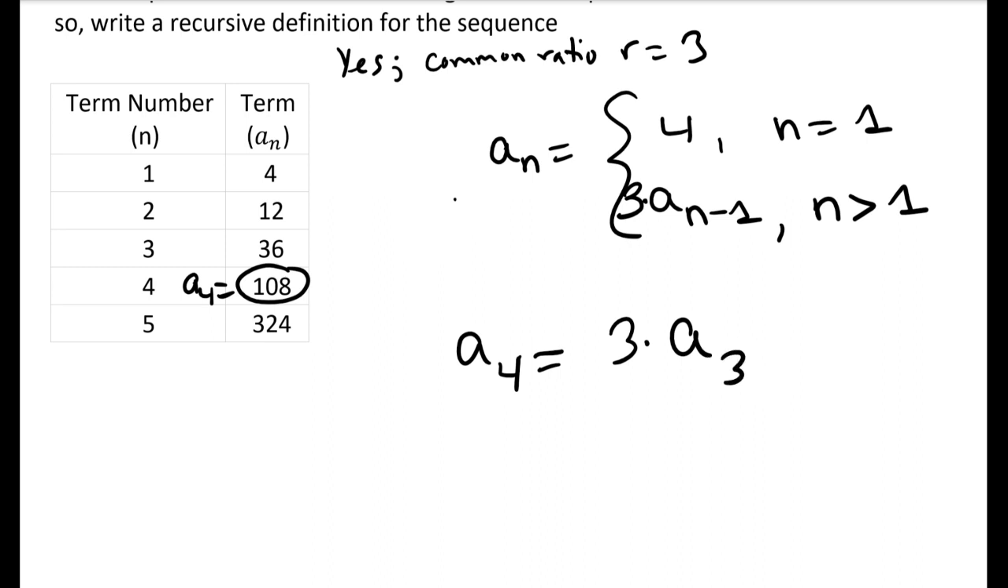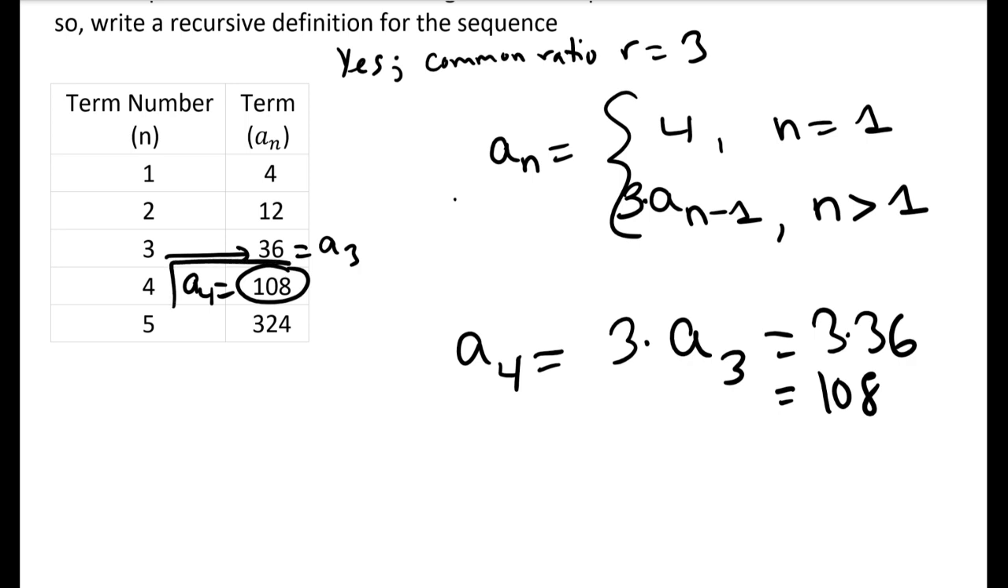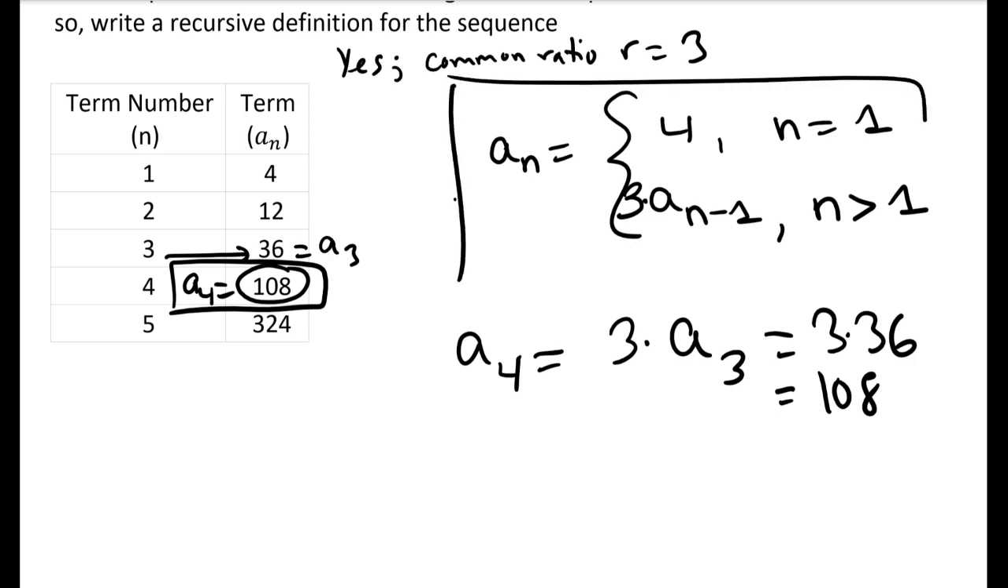All right, well, what's A3? A3 is 36. So we have to do 3 times 36, and 3 times 36 is 108, which makes sense because that's my A4. So this is a recursive definition, a rule that tells you that in order to get one term, you have to do something to the previous term. That's where the recursive definition comes into play: you're repeating some kind of pattern on the previous number.